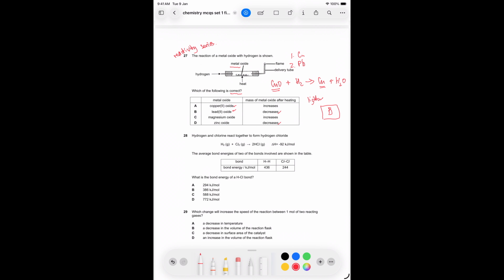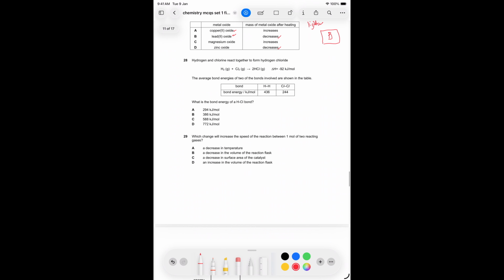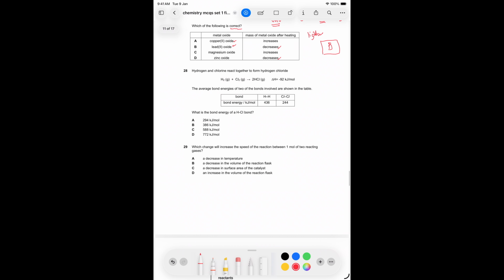Okay, question 28. This is under exo endo energy changes. Next one. It's negative, so enthalpy is negative means it's an exothermic reaction. They give you the bond energy, hydrogen is 436, Cl is 244. So what's the bond energy of an HCl bond?